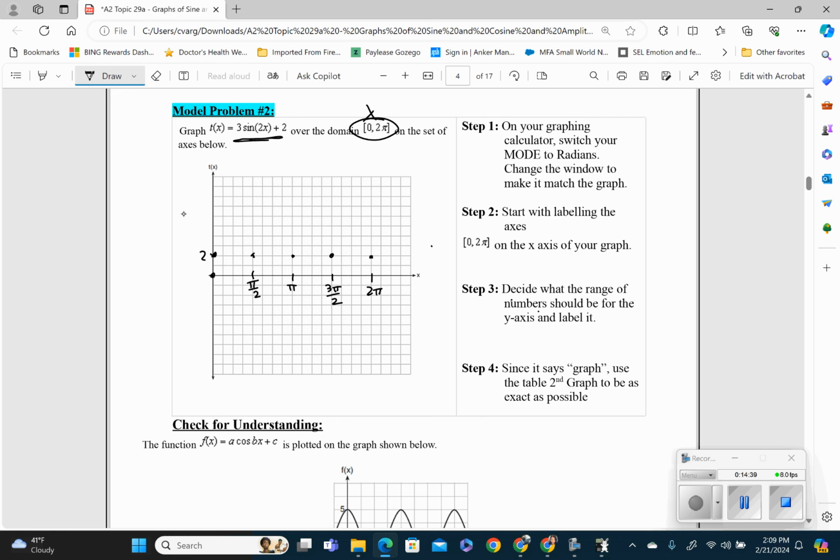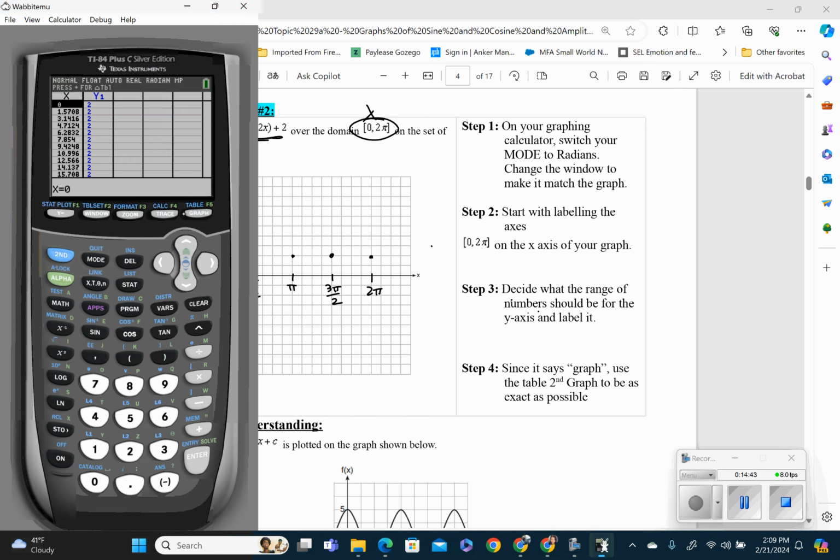So what does this mean, right? It means that I'm going to go ahead and take a look at my graph. And let's see. Look, 0, 2, it went up, came down. Okay. So my table is going up by pi over 2. Okay.